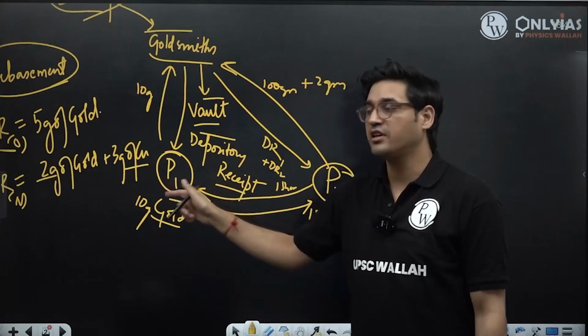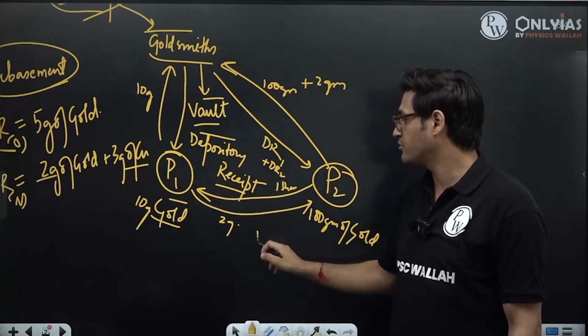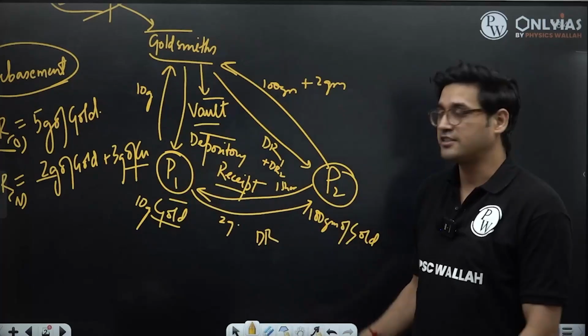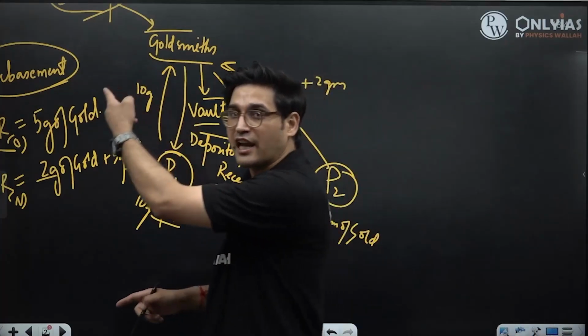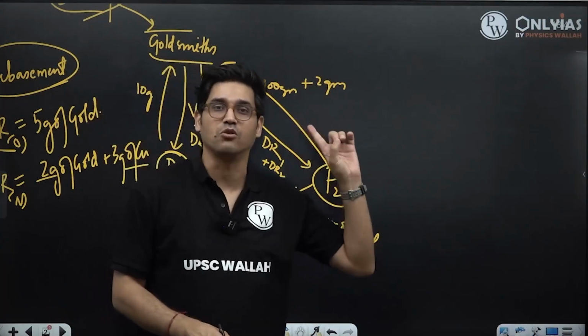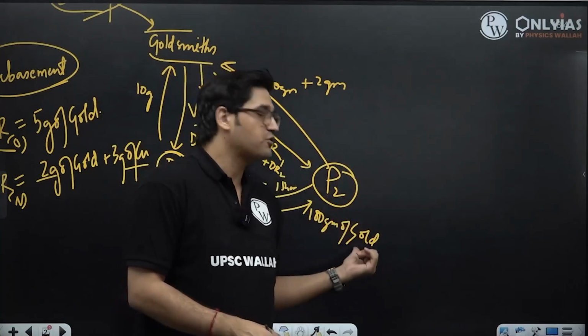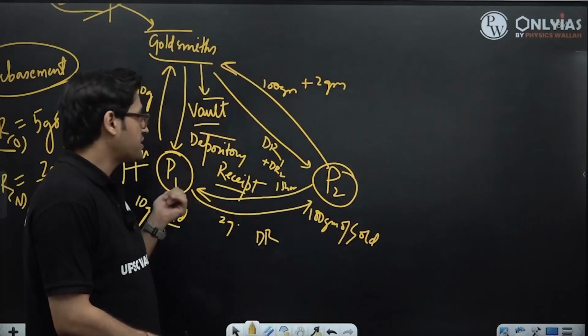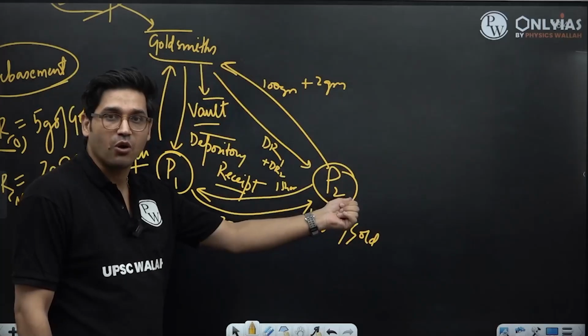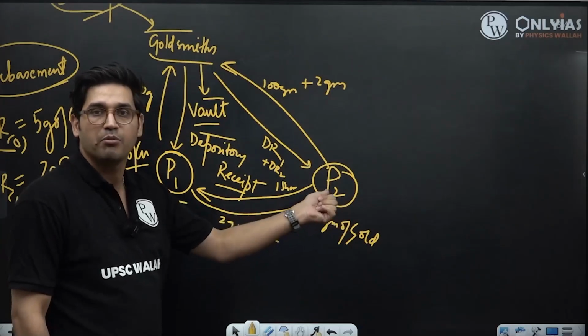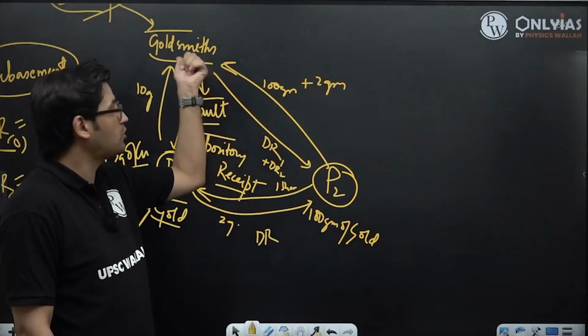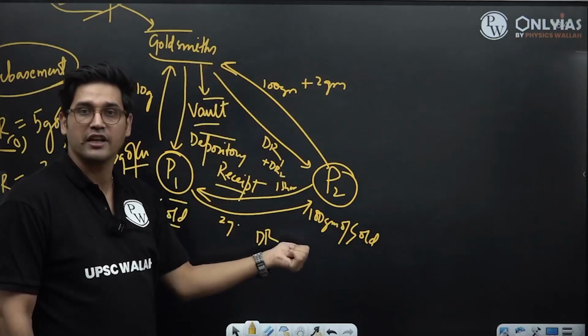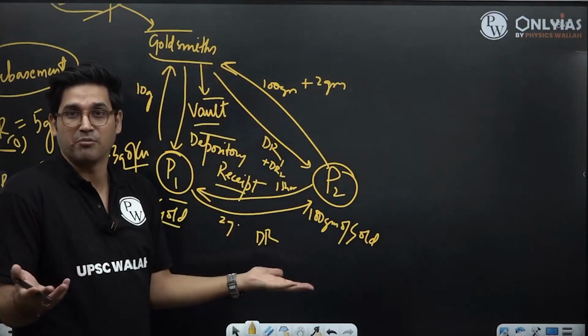Only, person 1 is not going to give him gold, he's going to give him the depository receipt. Since the depository receipt is a valid claim on the gold kept with the goldsmith, it is as good as gold. If person 1 gives the depository receipt of gold to person 2, person 2 can take this depository receipt to the goldsmith and withdraw gold in exchange. It's a much more convenient process.